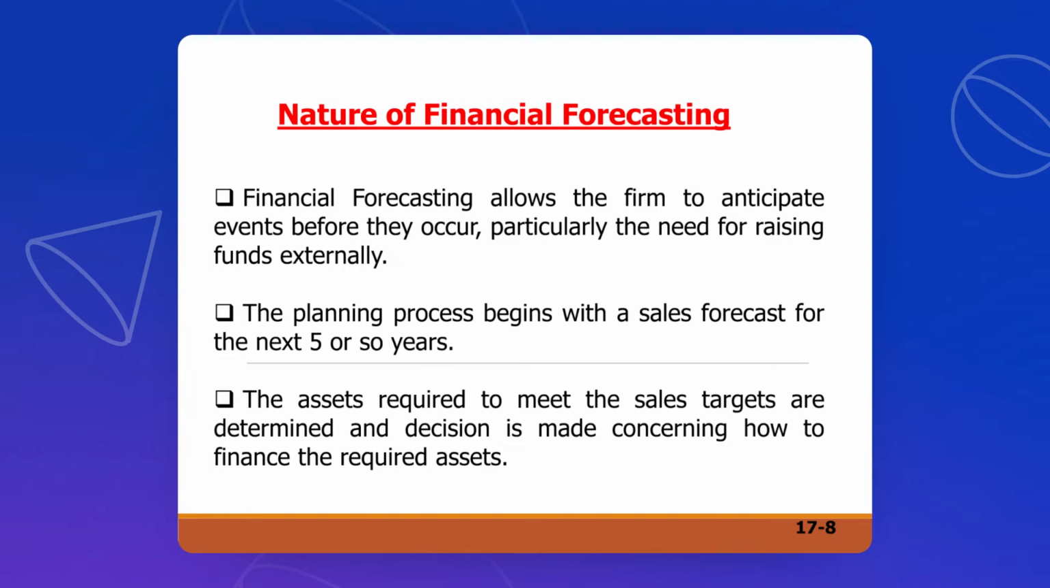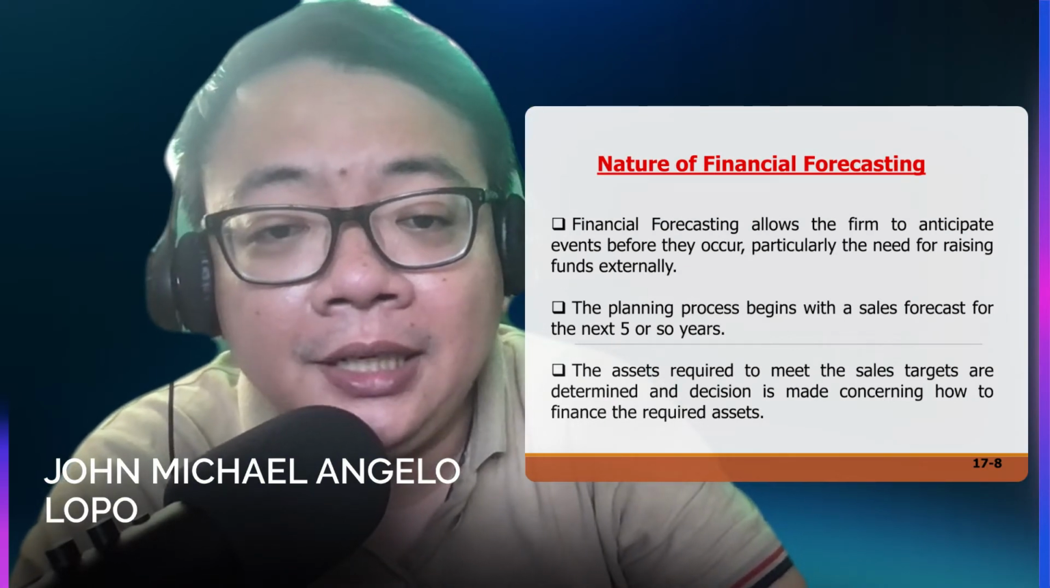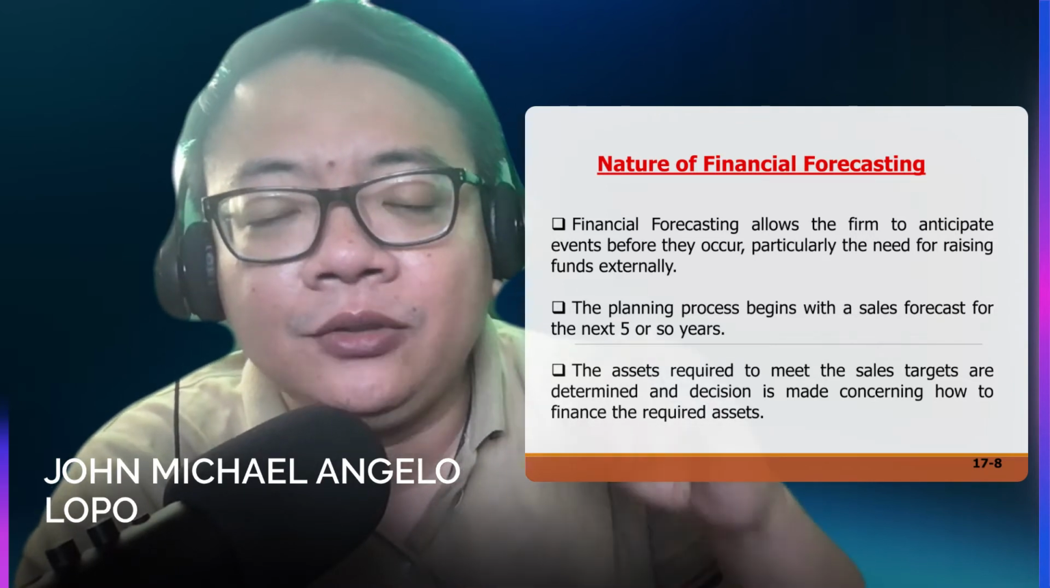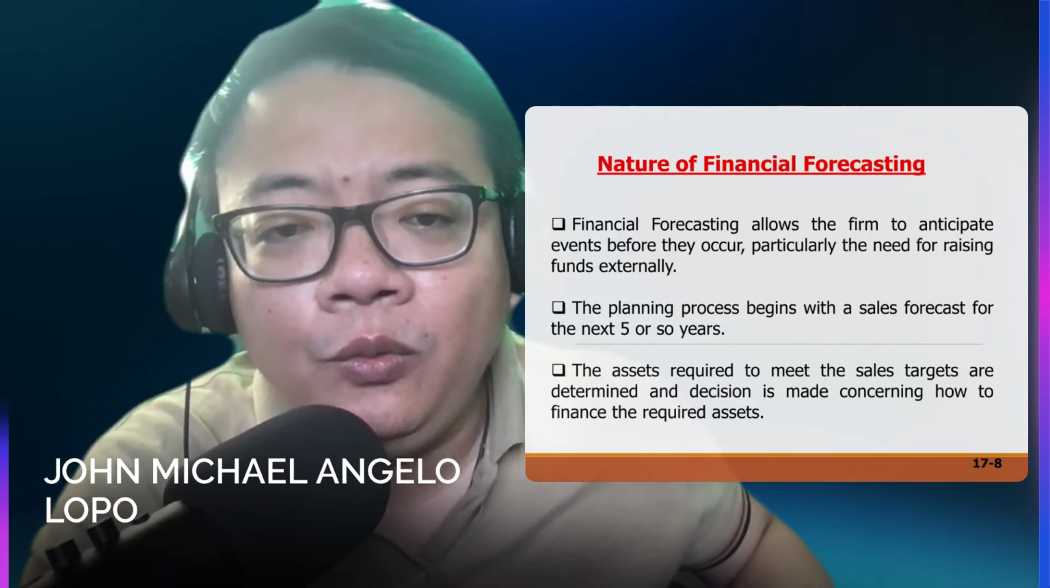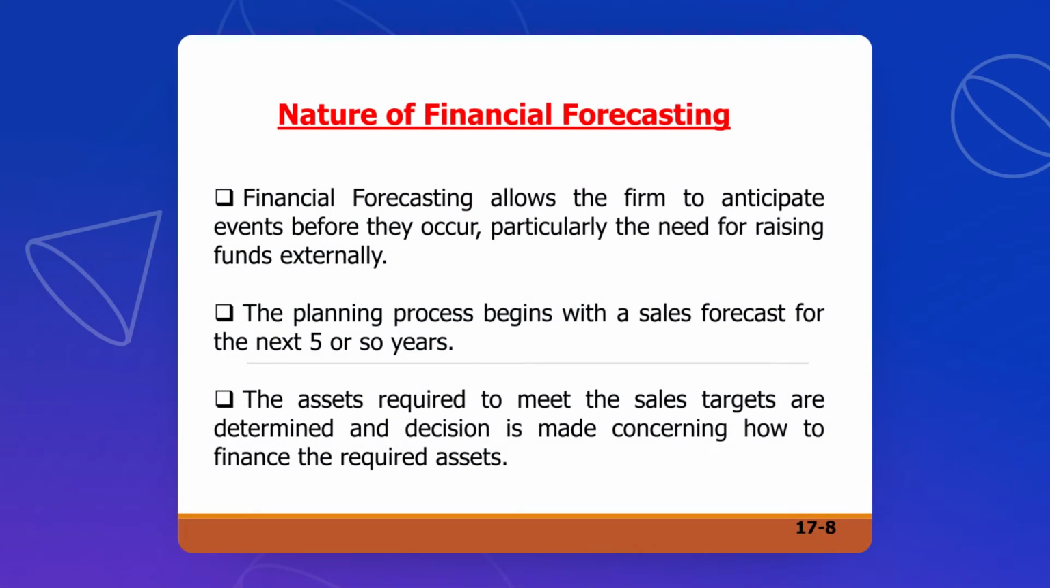The assets required to meet the sales target are determined, and decisions are made concerning how to finance the required assets. So class, where does our forecasting begin? Very good. In the second bullet, the planning process begins with your sales forecast for the next 5 or so years.